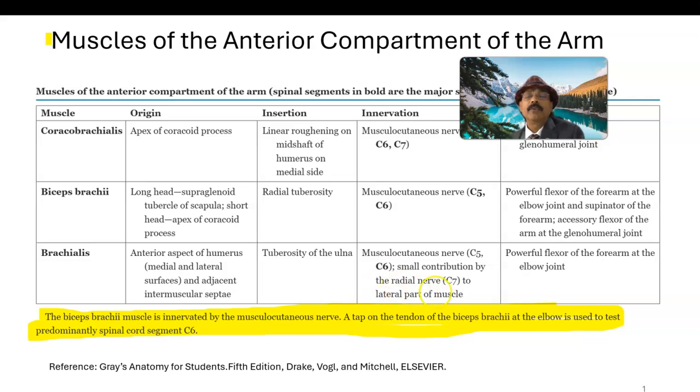We'll also get a little bit of contribution from the radial nerve by C7 on the lateral aspect of the muscle. So this brachialis has dual innervation, mostly by the musculocutaneous nerve, partly by the radial nerve. Action or function of the brachialis is a powerful flexor of the forearm at the elbow joint.